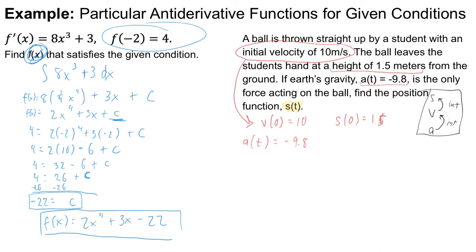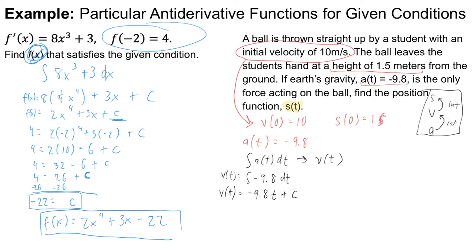Okay, so we're starting with acceleration at negative 9.8. So I know if I do the integral of a of t dt, I'm going to end up getting the velocity function. Okay, so let's do that. So I get the indefinite integral of negative 9.8 dt, and that's just a constant, so this is the velocity. This is going to equal negative 9.8 t plus a constant c.